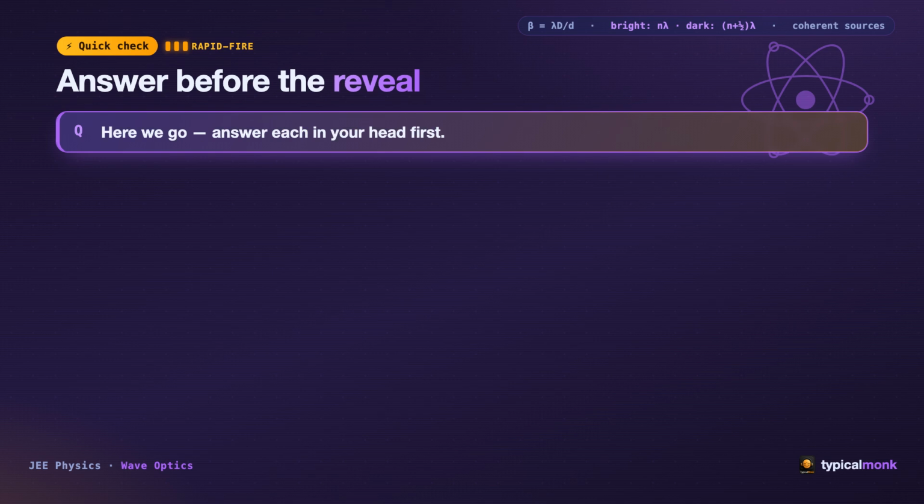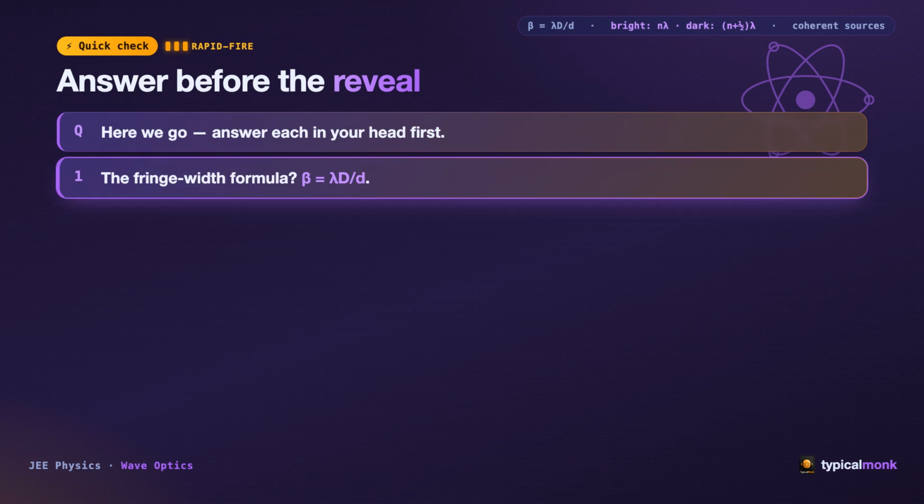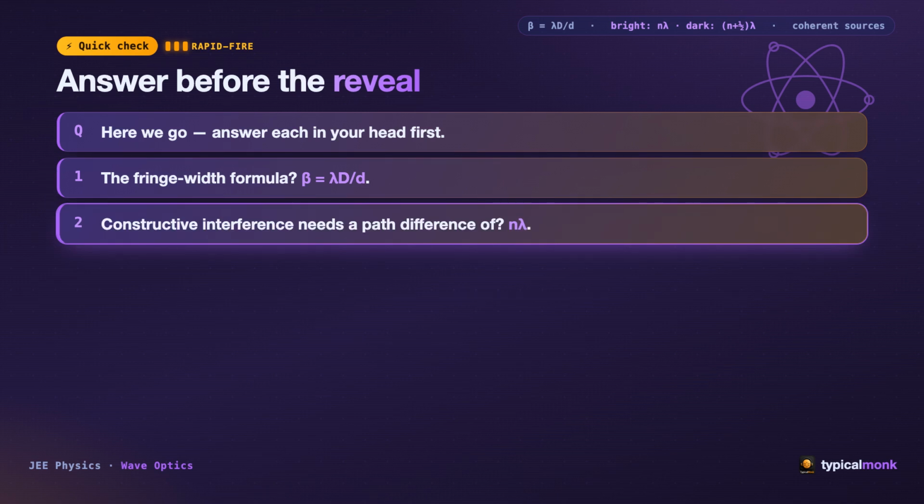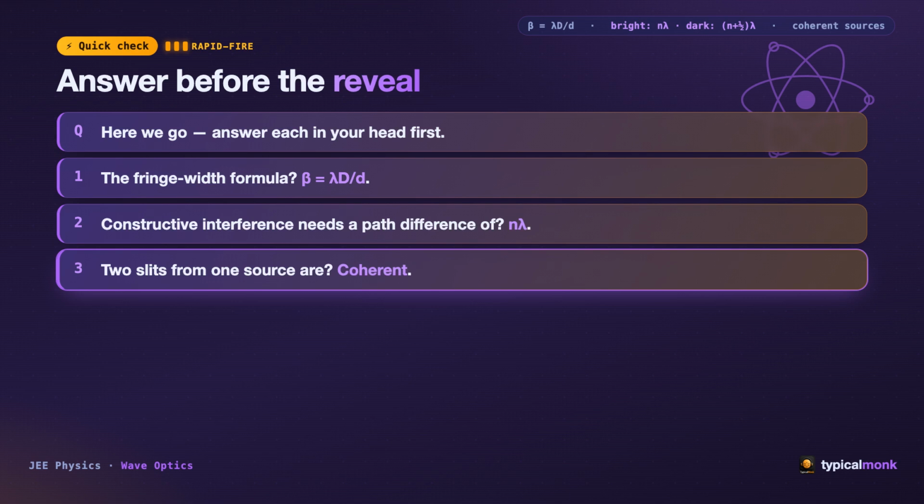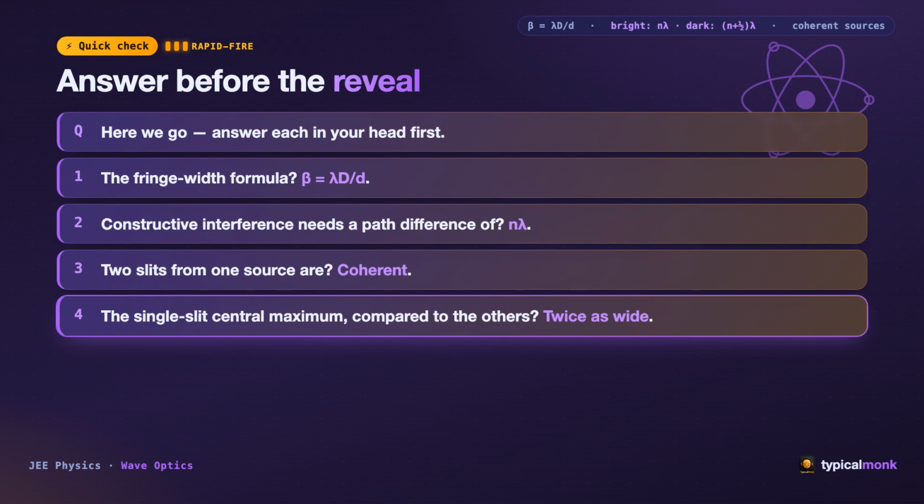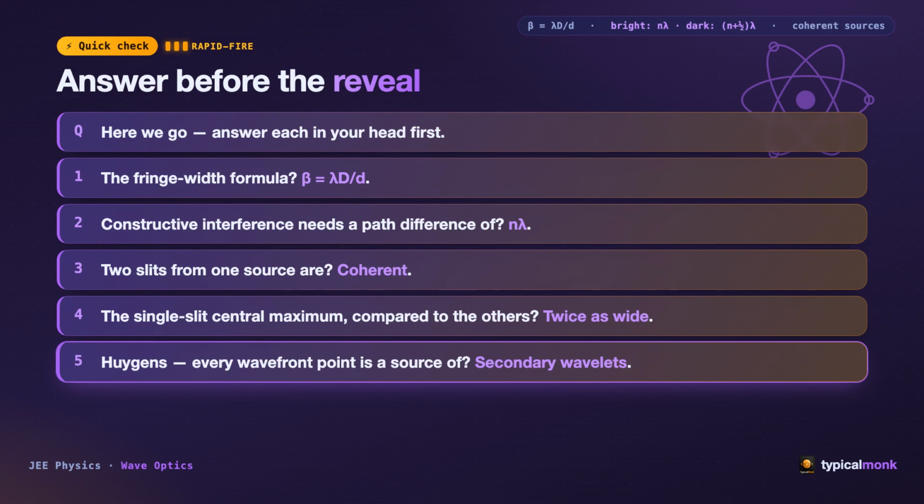Now, test yourself. Answer in your head before the reveal. That is how speed is built. Here we go. Question 1: the fringe width formula, beta equals lambda D over d. Question 2: constructive interference needs a path difference of a whole number of wavelengths, n lambda. Question 3: two slits lit from one source are coherent. Question 4: the single slit central maximum compared to the others, twice as wide. And question 5: by Huygens, every wavefront point is a source of secondary wavelets.